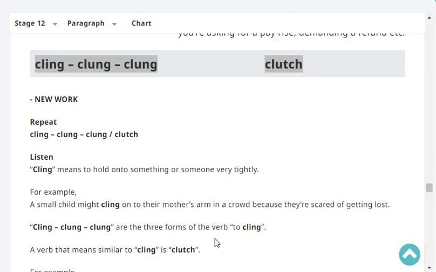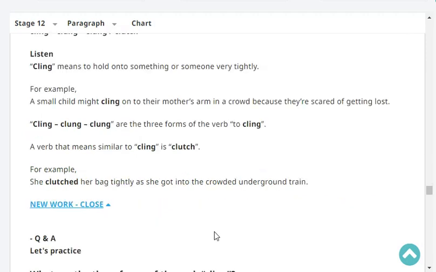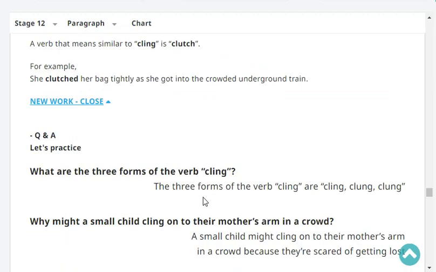We're going to listen. Cling means to hold onto something or someone very tightly. For example, a small child might cling onto their mother's arm in a crowd because they're scared of getting lost. Cling, clung, clung are the three forms of the verb to cling. A verb that means similar to cling is clutch. For example, as she got into the crowded underground train, she clutched her bag tightly. Let's practice.